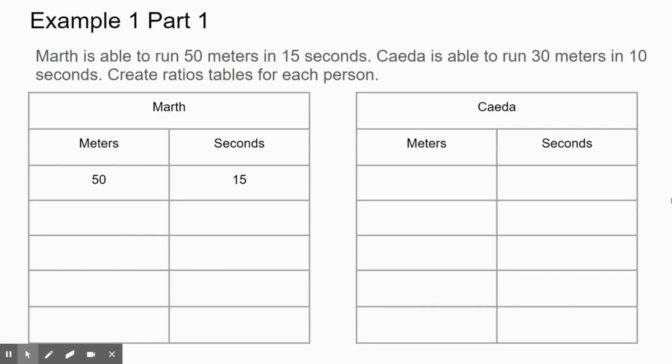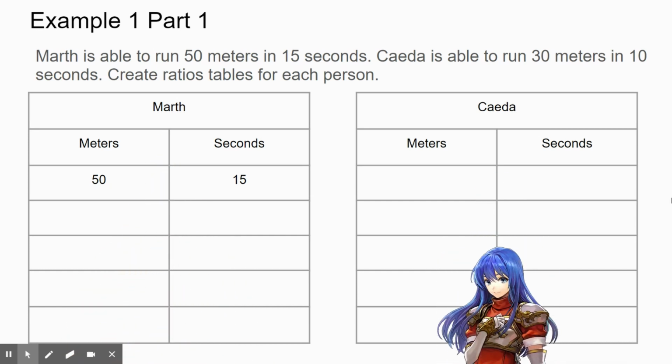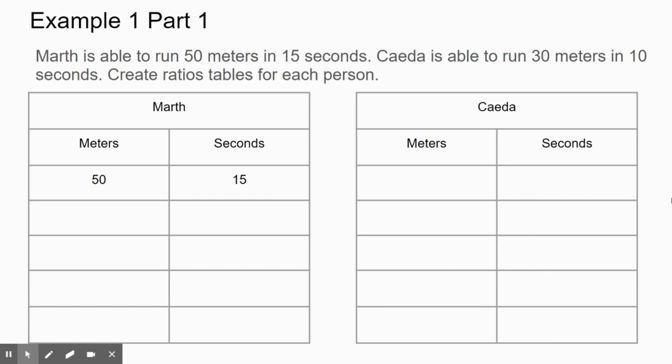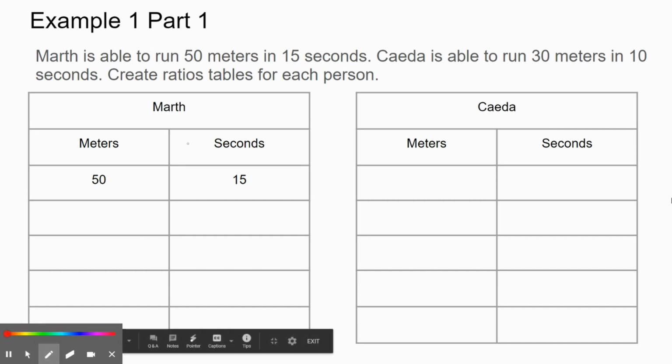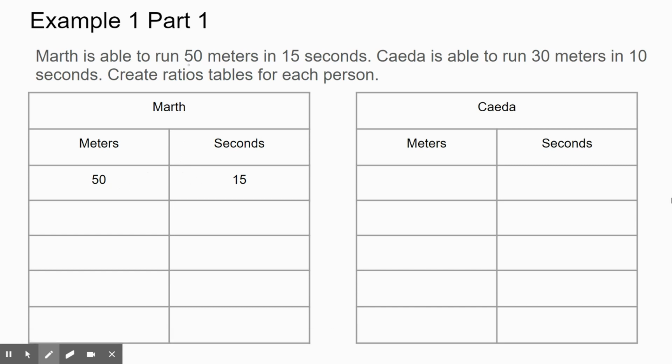So our first example here, we have the problem: Marth is able to run 50 meters in 15 seconds. Sita is able to run 30 meters in 10 seconds. You're going to create ratio tables for each person. We did this in the last video, but just as a quick refresher, first of all, write your initial ratio into your table. We know that Marth can run 50 meters in 15 seconds, so we have 50 meters, 15 seconds.